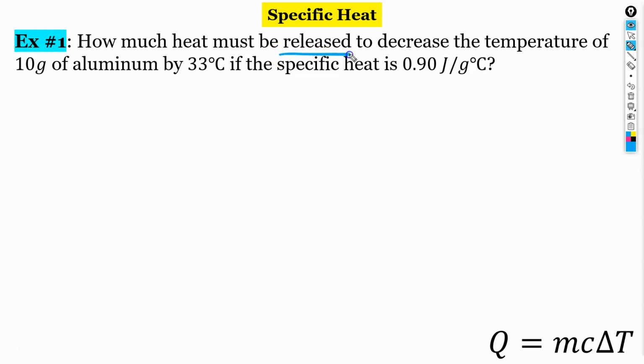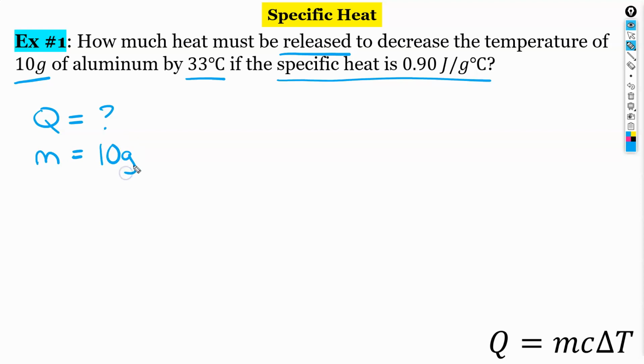Well, we know that energy is being released, and we know that we have 10 grams of aluminum. The temperature is being decreased by 33 degrees, and we have a value of 0.90 for specific heat. So it's asking how much heat must be released. So we know that we're trying to find our Q value here. We know our mass is going to be 10 grams. It's coming from the question.